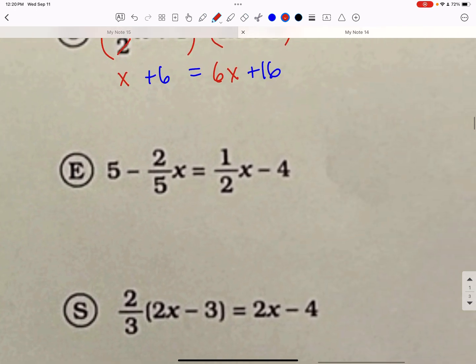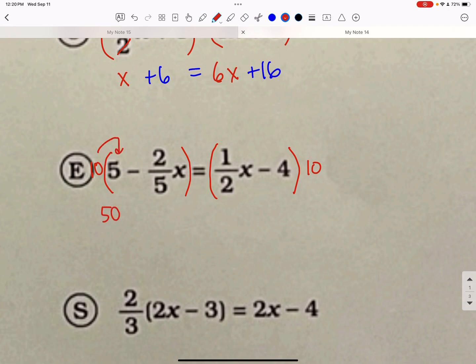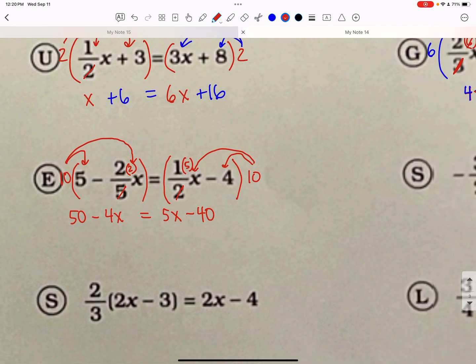Okay, keep going. Over here, I've got to kill out a 5 and a 2, so I'm going to use 10. 10 is the smallest number I can think of that has 5's and 2's in it. So if I multiply by 10, 10 times 5 is 50. The 10 will kill out the 5, but still have 2 left over on top because 5 times 2 is 10. So this becomes minus 4x equals, 10 kills out the 2, but there would still be 5 left over on top because 5 times 2 is 10. So this becomes 5x. 10 times minus 4 is minus 40. And now that's an easy problem to solve.